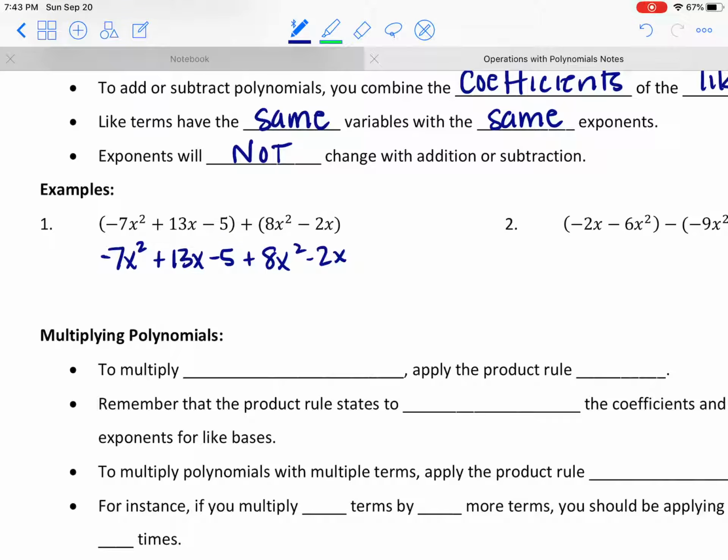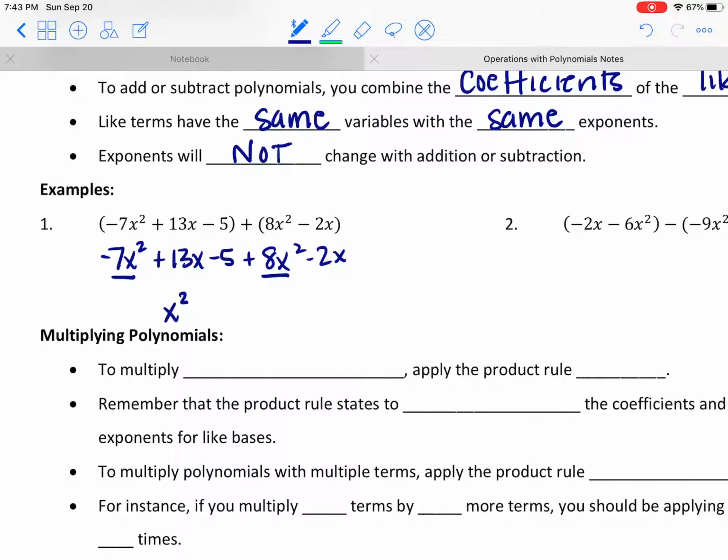And because it's proper to write our polynomials in descending order, I'm going to start by combining the terms with the highest degrees. So I'm going to start with the negative 7x squared that can be combined with the positive 8x squared. And so when I combine those coefficients, the negative 7 and the positive 8 gives me a positive 1 in front of an x squared.